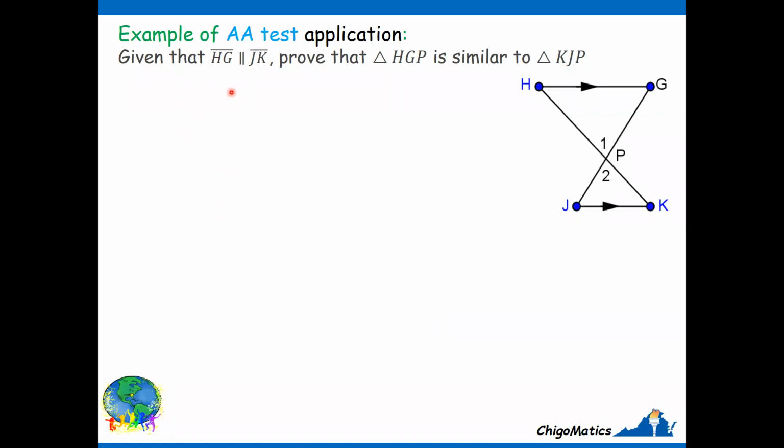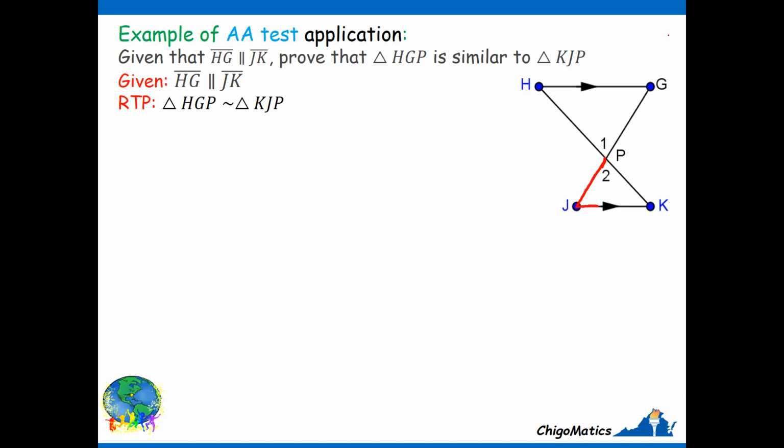Let us look at an example where we are going to check whether the 2 given triangles are similar using the angle test. Now, we are told that HG is parallel to JK, and we want to prove that triangle HGP is similar to triangle KJP. So let me indicate one of the triangles so that you can easily single out the triangle.